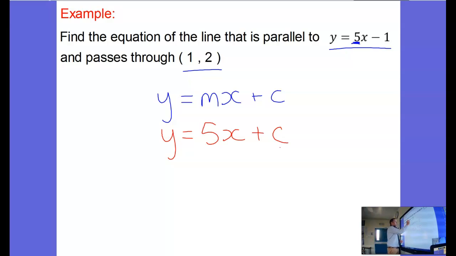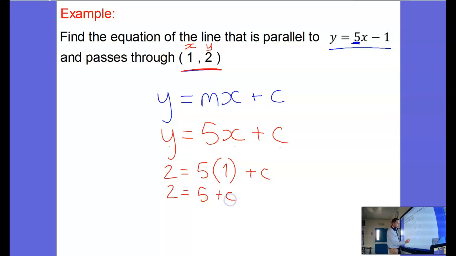Well, let's use this information. We've been given an x coordinate and a y coordinate. Let's put those numbers in here and in here, and that'll allow us to find c. So we know that the y is 2, so 2 equals 5. We know the x is 1. 5 times 1 is 5. And so I get 2 equals 5 plus c. And take away the 5, I get negative 3 equals c.